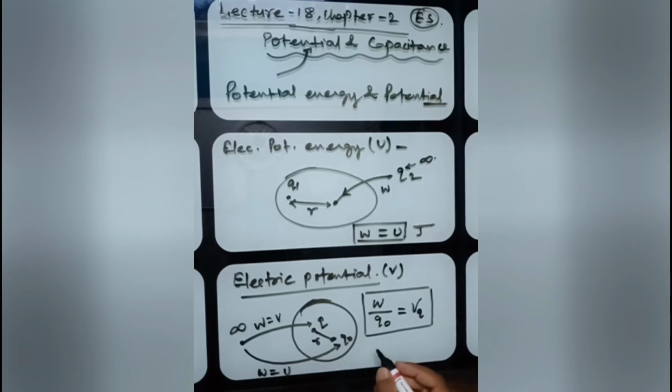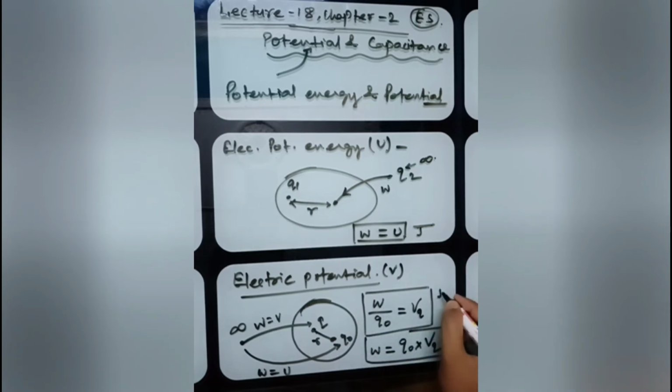So here you can write the work done, which is the potential energy. Remember, this work done is nothing but the potential energy, because this is the work due to the system of charges, but the earlier one is the work due to a single charge. So this work can be written as Q naught times the potential by the isolated charge. Now if you try to find the SI unit of potential, you will have joule for the work, and coulomb for Q naught.